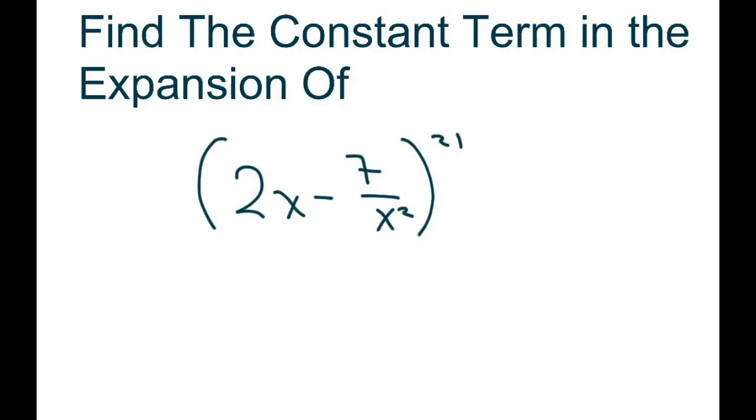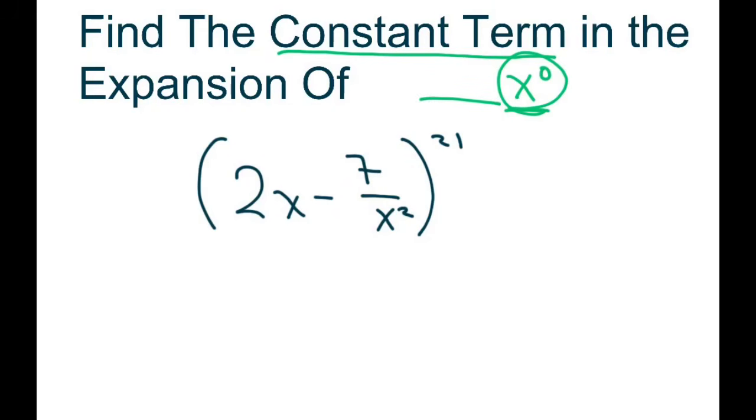Hi everyone, we're going to find the constant term in the expansion of (2x minus 7 over x squared) to the 21st power, and this is going to end up being a really large number. But anyway, the way you do that is two things. The constant term is x to the 0, so that's what we're looking for.